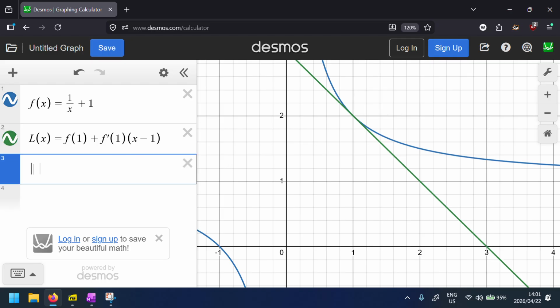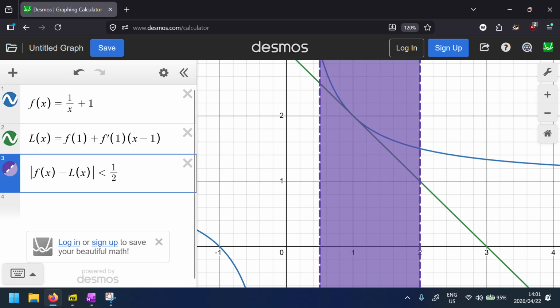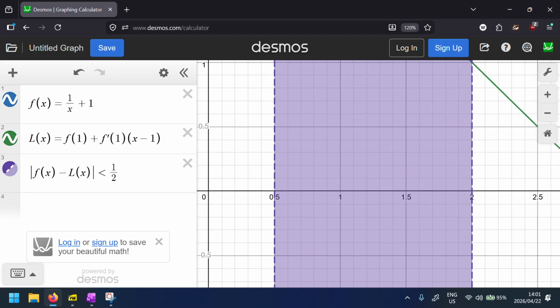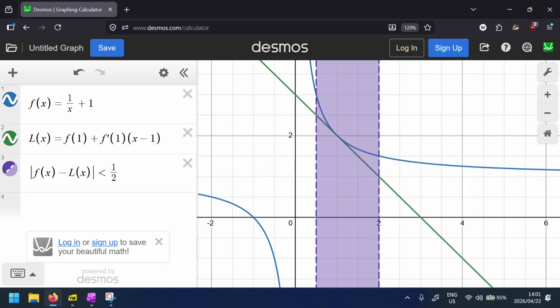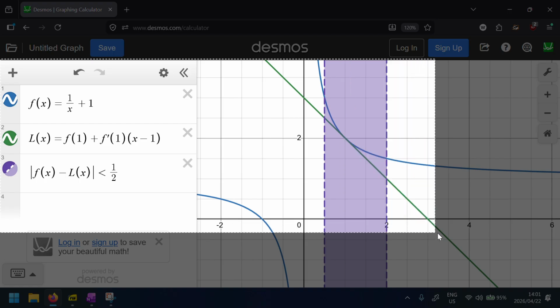So we want the absolute value of our function minus the approximation. That gives us the error. We want that to be less than a half. We zoom in a little bit. There we go. The start of the window there is 0.5 and the ending over there at 2. Okay, so yeah, that's right. Half to 2. Okay, so let's just copy this and then you can check at home.